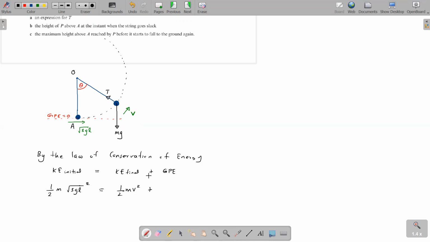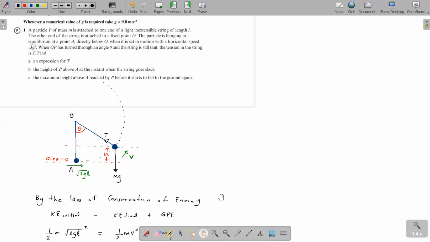GPE is mgh. What is the height? So guys, what's the height here? You'll have to get the height. How do we get the height, by the way? Do we have the radius? Have they told us what the radius of this thing is? A particle P of mass m is attached to one end of a light inextensible string of length L. So the length of the string is L. Can you guys see? This is a string of length L.